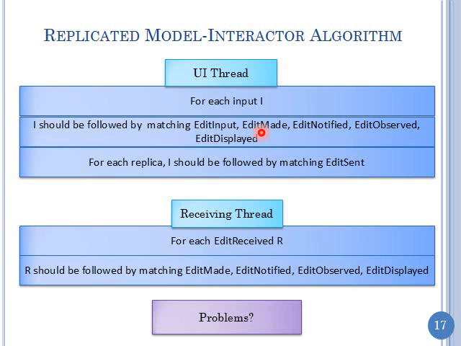So assuming the models are consistent, we don't have to worry about the notified, observed, displayed stuff. That's going to be correct. So what we have to make sure is that we are indeed getting consistent models by broadcasting the edits. So what are we really guaranteeing? What are we guaranteeing about each model?